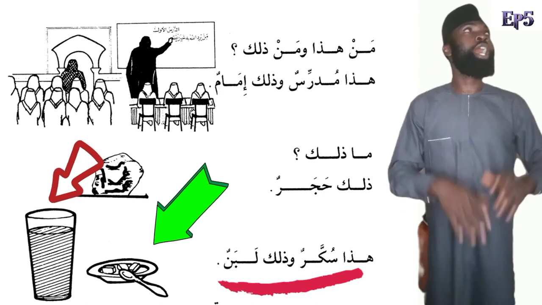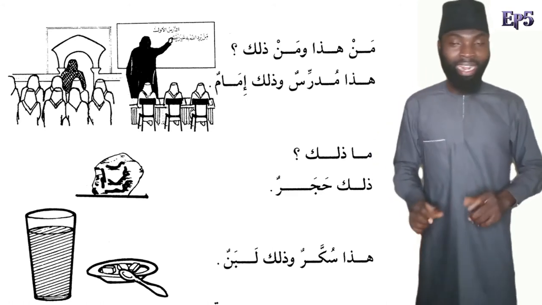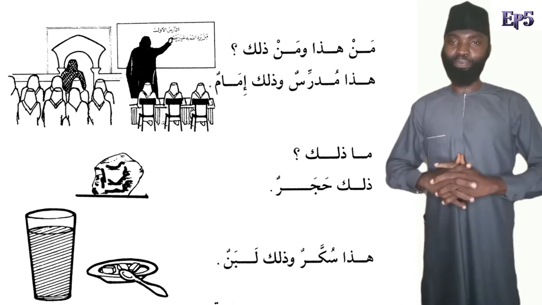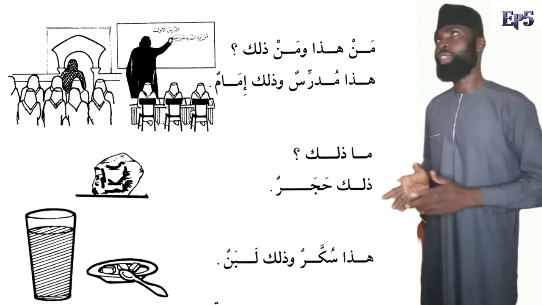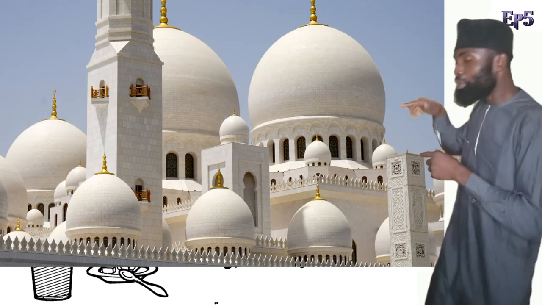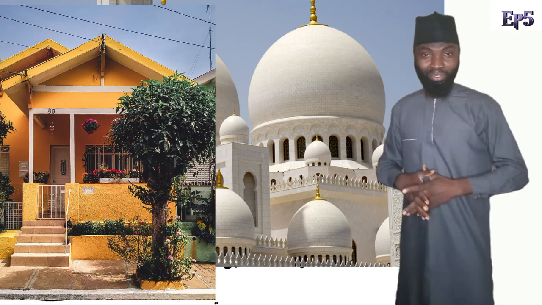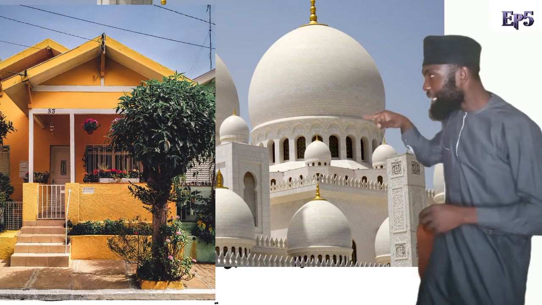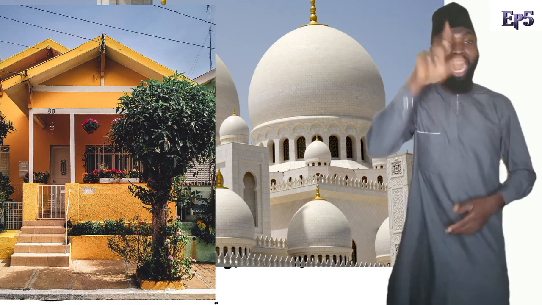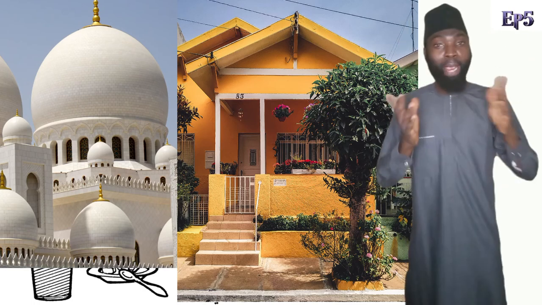Enjoy yourself. So now we come to the end of this simple topic, dhalika, a distal demonstrative pronoun. So you now know the difference between hadha and dhalika. So I can simply say, hadha masjidun. Wa dhalika baytun. Good. Hadha masjidun. This one is close. It is the mosque. But that is the house. Hadha baytun. This is a house. And also that is a mosque.